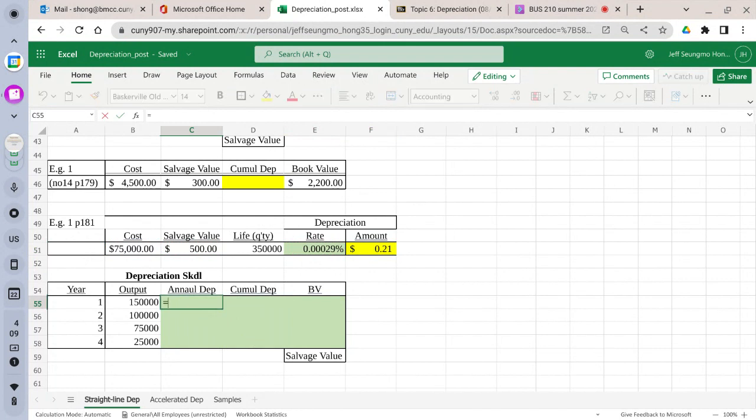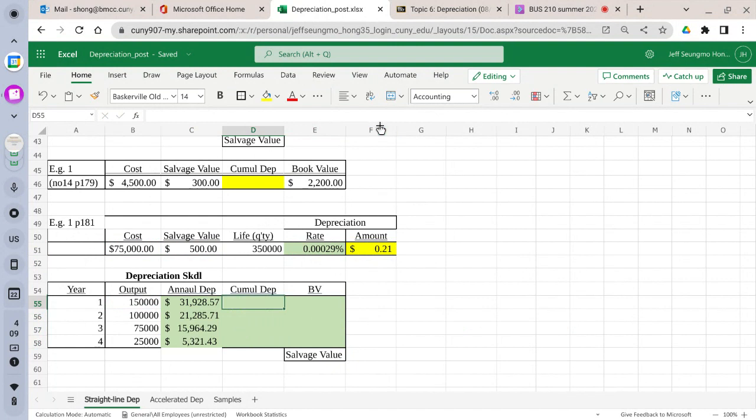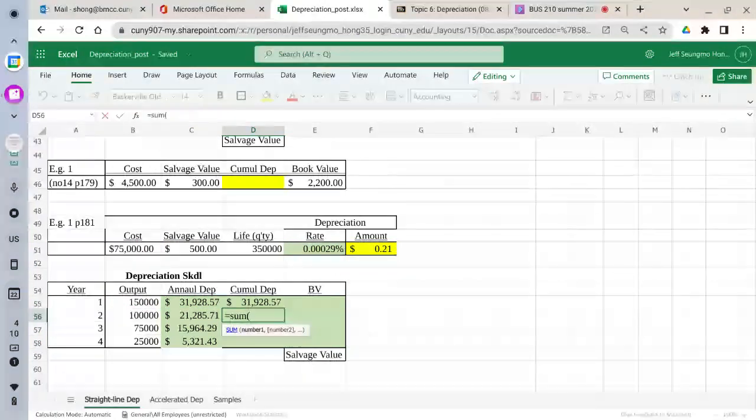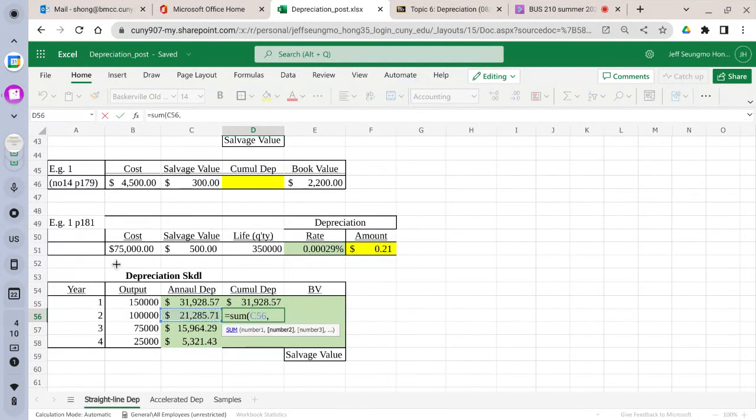Then in the first year, it produced 150,000 units. Then this times, and that will have to be locked because as you drag it down, it will still have to be locked. And that, okay? And then you drag it down. And accumulated depreciation in the first year is just itself. In the second year, it's the sum of second year depreciation and first year accumulated depreciation. And you drag it down.